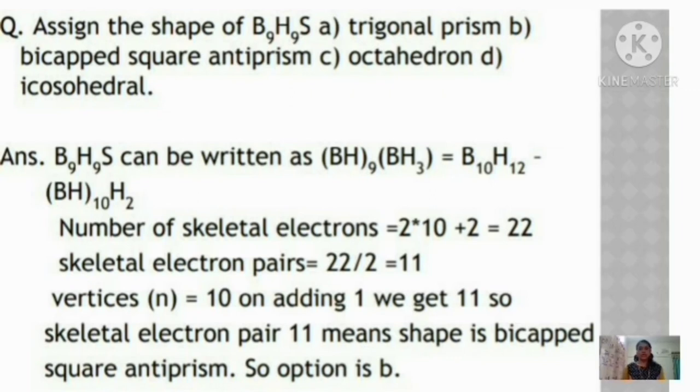So it is a closo type, so the perfect geometry will be obtained. If n is equal to 10, that is, the vertices are 10, and the polyhedral electron pair count obtained is 11, it means again it is a bicapped square antiprism. So B10H10 2 minus belongs to the bicapped square antiprism, that is, the option is B.